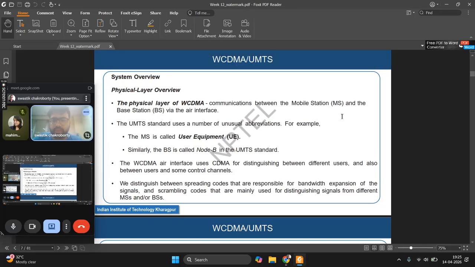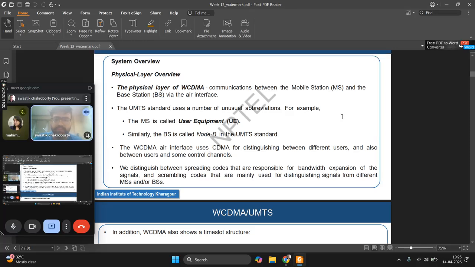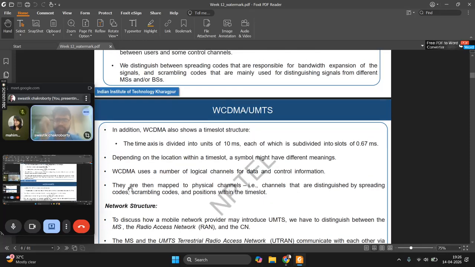In the WCDMA or UMTS system, which we will be studying primarily here, the physical layer of WCDMA handles communication between the mobile station and base station via the air interface. The mobile station is called user equipment or UE. Similarly, the base station is called Node B. The WCDMA air interface uses CDMA for distinguishing between different users and also between users and some control channels. We distinguish between spreading codes, which are responsible for bandwidth expansion of the signals, and scrambling codes, which are mainly used for distinguishing signals from different mobile stations.